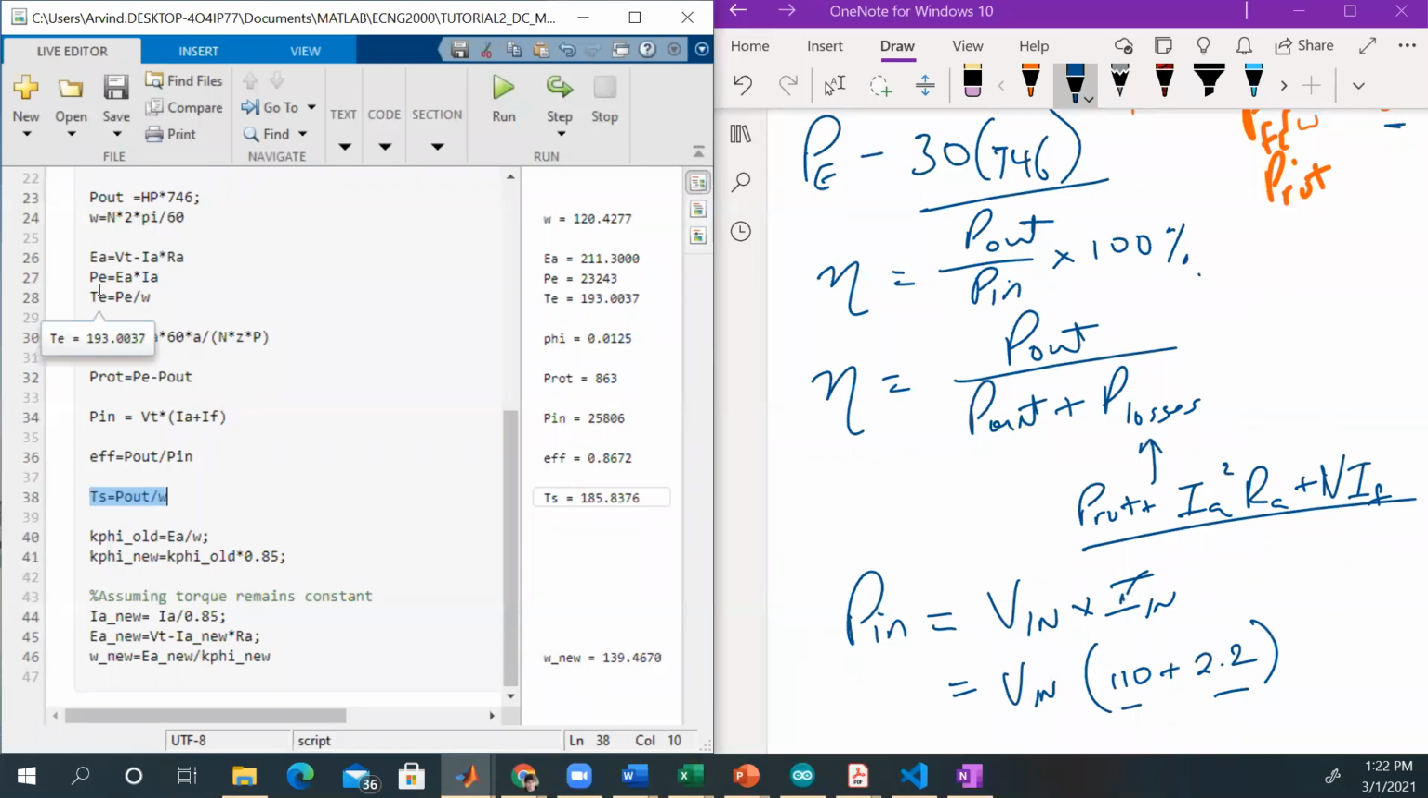So it is the same as electromagnetic torque, except we subtract the rotational losses. So we had some of that power going to friction and windage. Now we have just the net power output to the shaft. So that is P out on omega, and that works out to be 185.8376 Newton meters. Good.